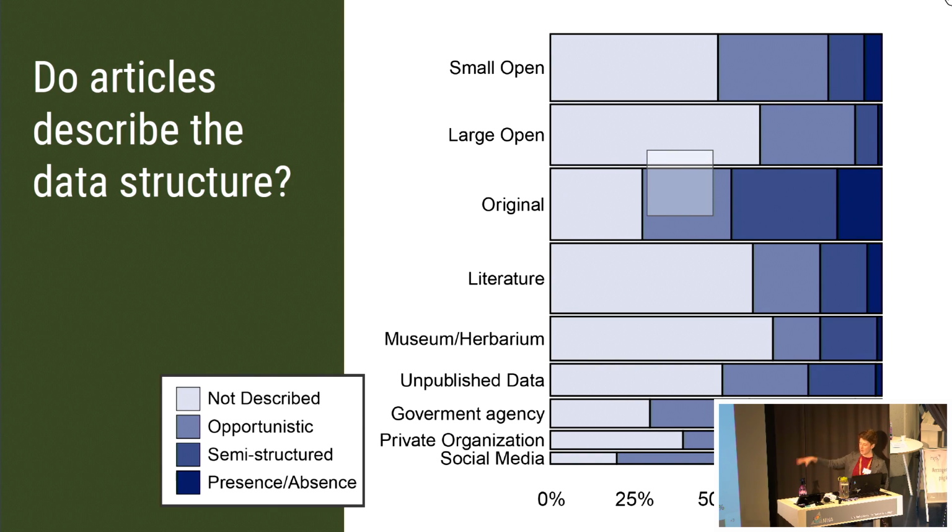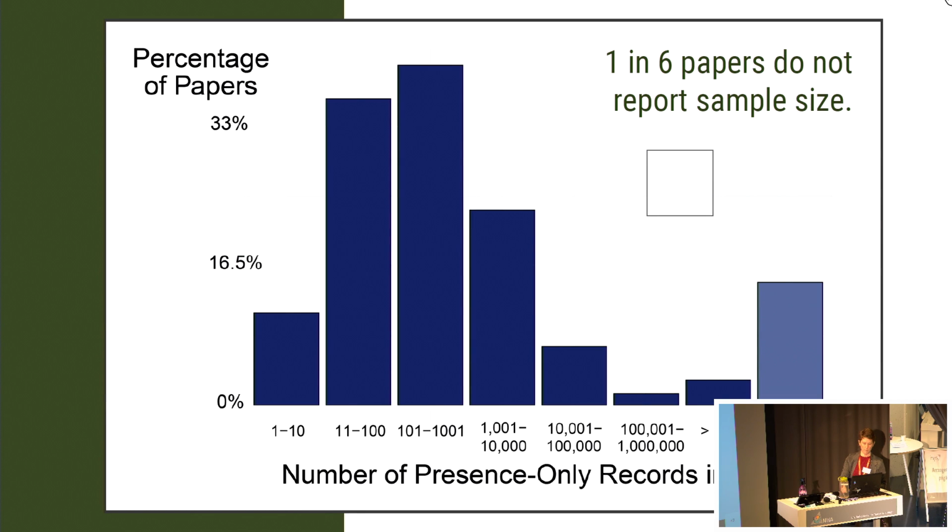And that distribution of reporting structure was pretty evenly distributed throughout those different original data sources. Interestingly, and just as a side note, we were interested to see that even pretty simple elements of the presence-only data were not always reported by the articles, like in the example of sample size right here.